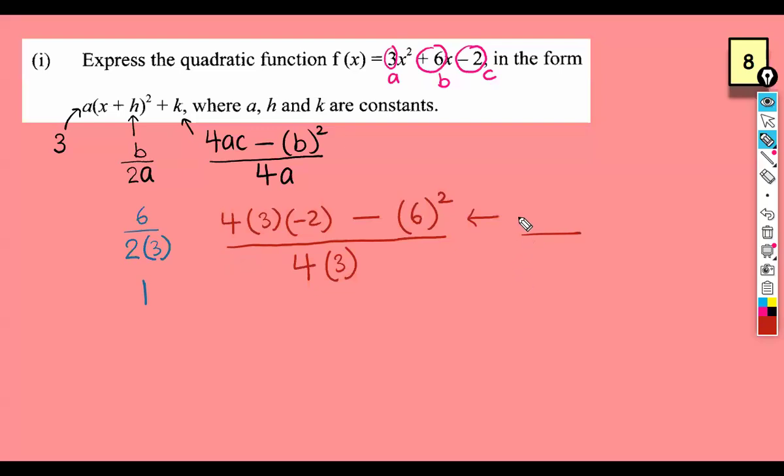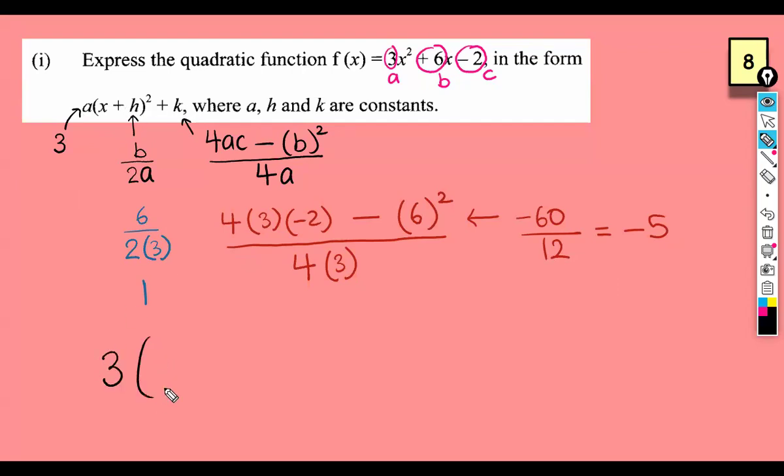For the top, I got minus 60. And for the underneath, 4 by 3 is 12. So I'm getting minus 5. For the persons who got minus 5, you all had it correct. Now you're going to write your answer like this. You have to put A, H, and K in its positions.